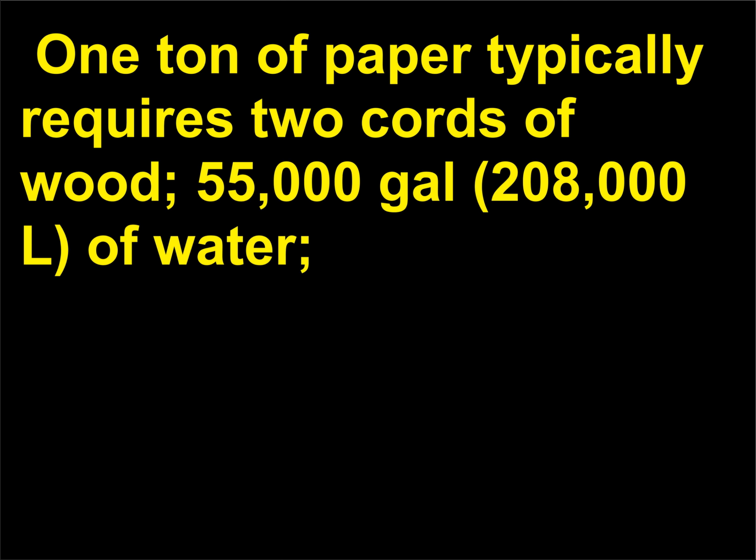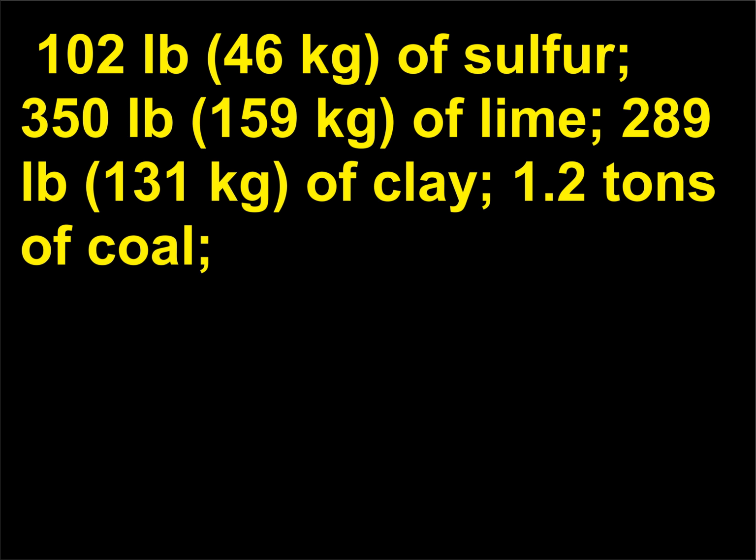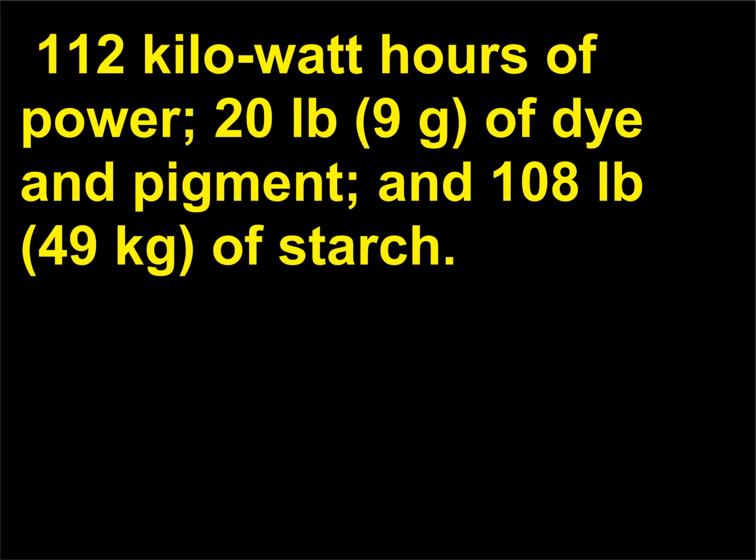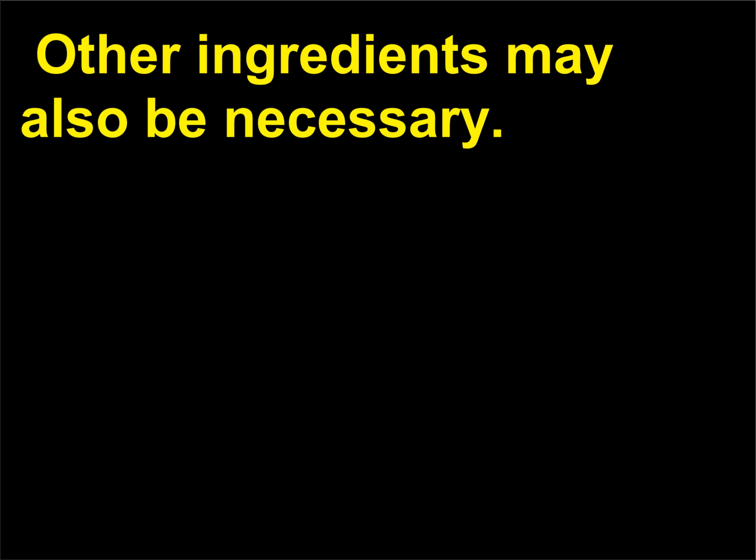1 ton of paper typically requires 2 cords of wood, 55,000 gal (208,000 L) of water, 102 pounds (46 kilograms) of sulfur, 350 pounds (159 kilograms) of lime, 289 pounds (131 kilograms) of clay, 1.2 tons of coal, 112 kilowatt-hours of power, 20 pounds (9 kg) of dye and pigment, and 108 pounds (49 kilograms) of starch. Other ingredients may also be necessary.